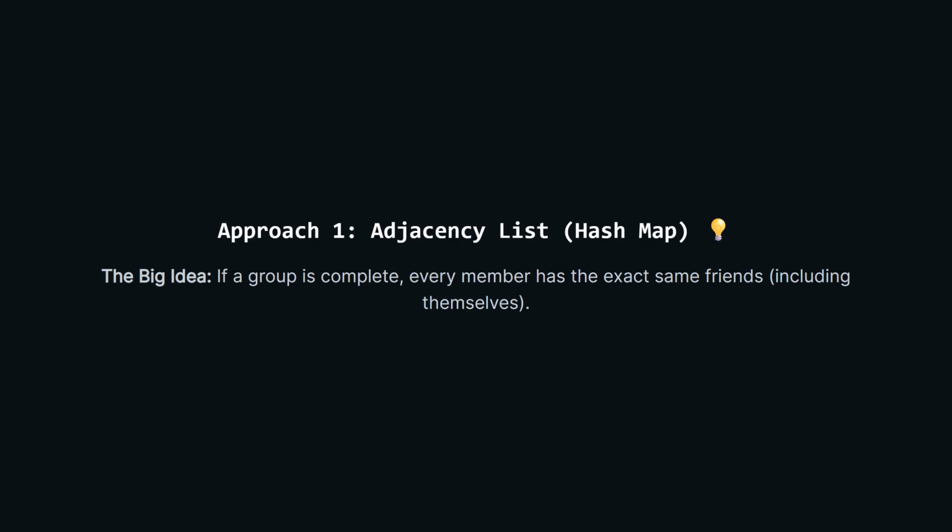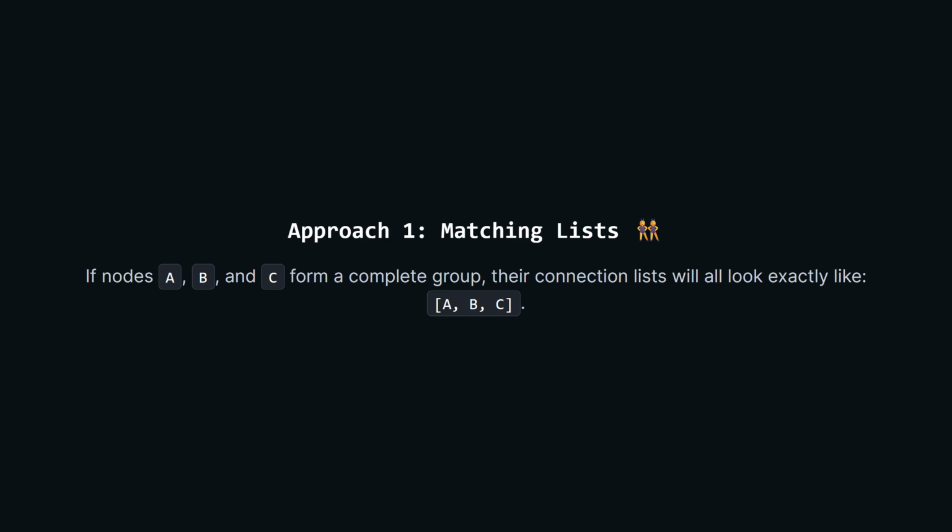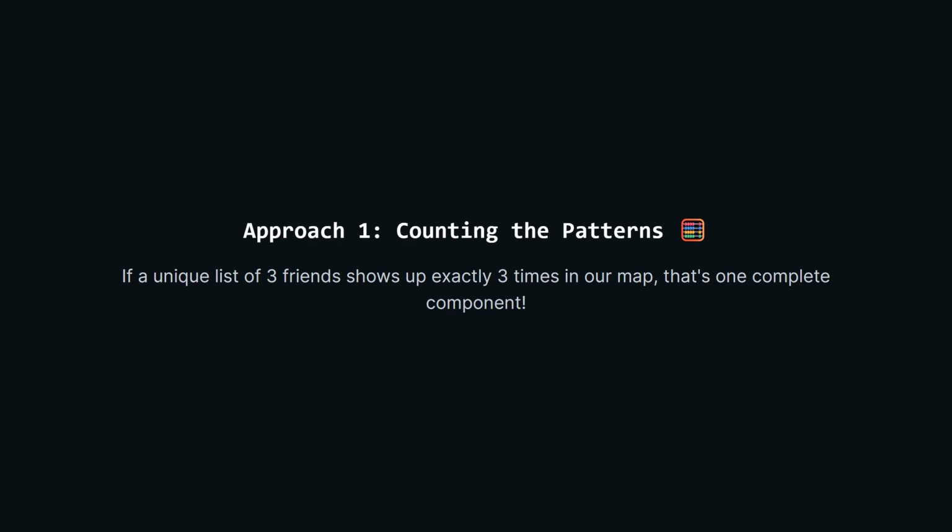The core idea here relies on pattern matching. If a group of nodes is perfectly complete, then every single node in that group will have the exact same list of connections. For example, if nodes A, B, and C form a complete triangle, then A's list of connections is A, B, C. B's list is also A, B, C. They are identical. So we can just create a list of connections for every node, sort them so they look identical, and tally them up. If a pattern with 3 nodes shows up exactly 3 times, boom, we found a complete component.